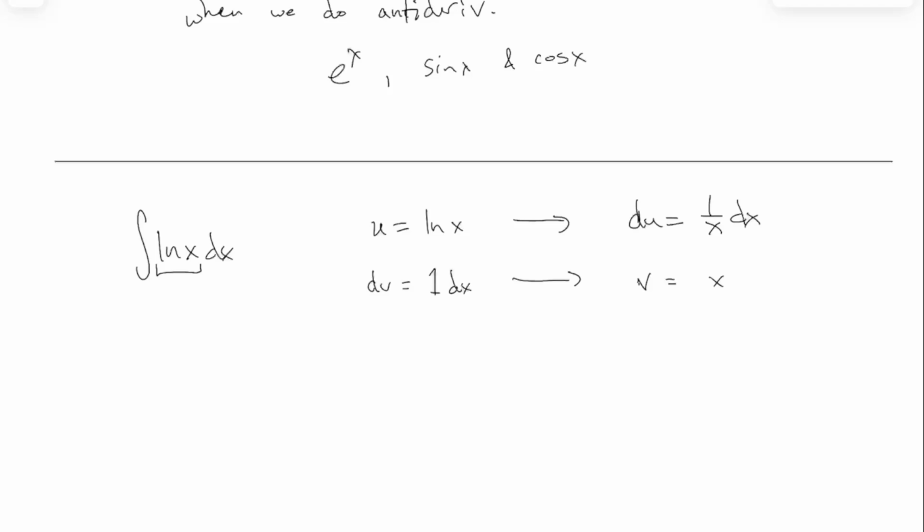Okay, and now we can plug all of this into my integration by parts formula. It's uv minus integral v du, right? That's what we're looking for.